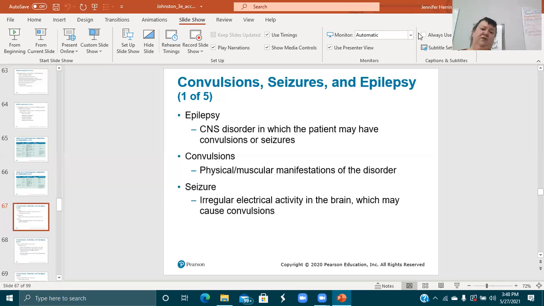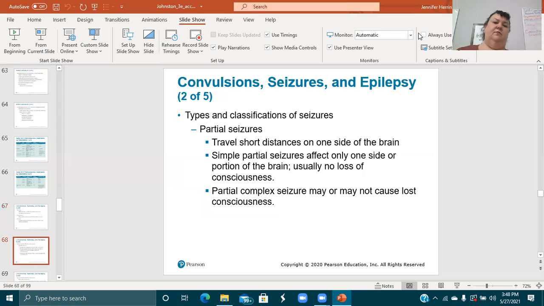Convulsions are physical muscular manifestations of this disorder, and seizure is the irregular electrical activity in the brain which may cause the convulsions. So again, with those types of seizures, there are partial seizures that travel short distances on one side of the brain. Simple partial seizures affect only one side or portion of the brain, usually no loss of consciousness, versus those partial complex seizures that may or may not cause loss of consciousness.